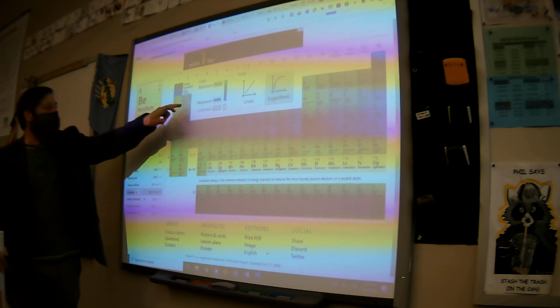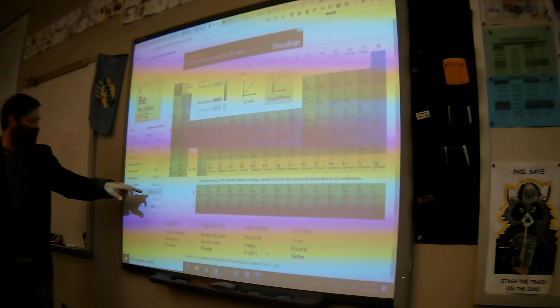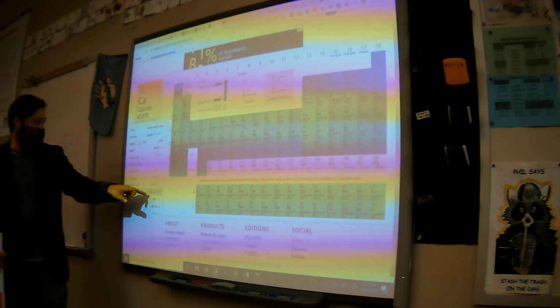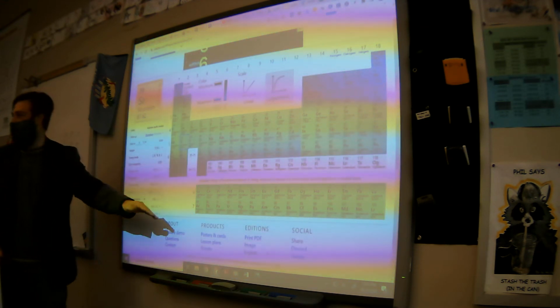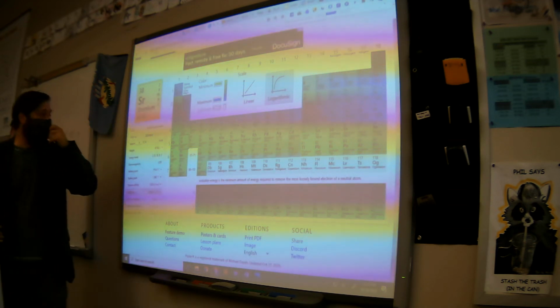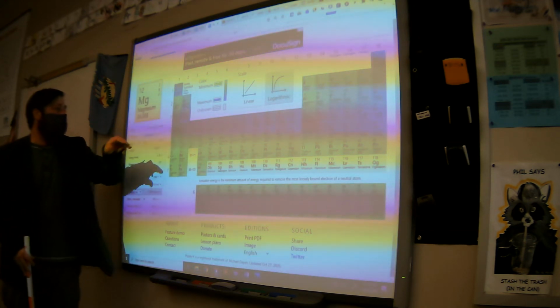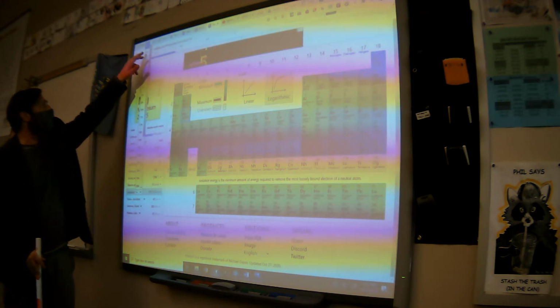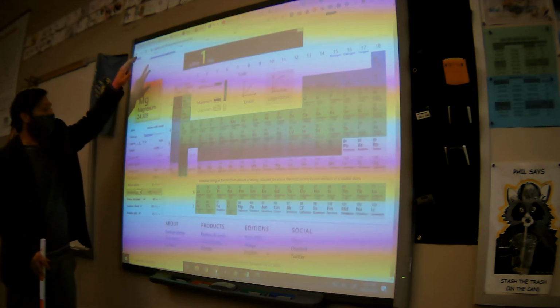As we go down this way, look at beryllium. It's 899, 737, 589. It's getting less and less as we go down. Makes sense. They're further and further apart. Okay? All good.